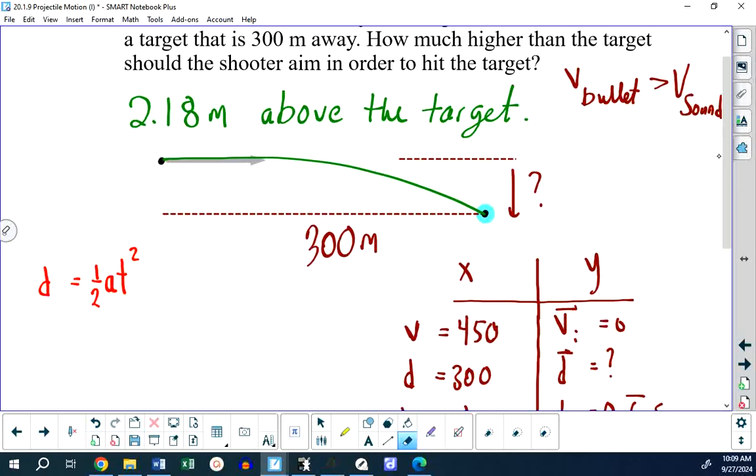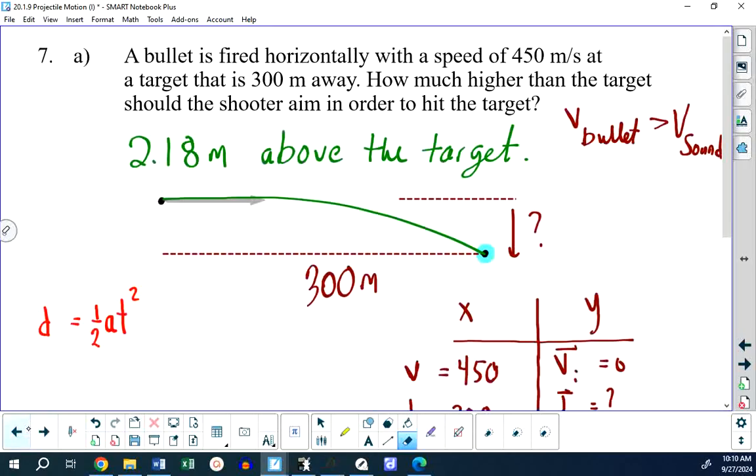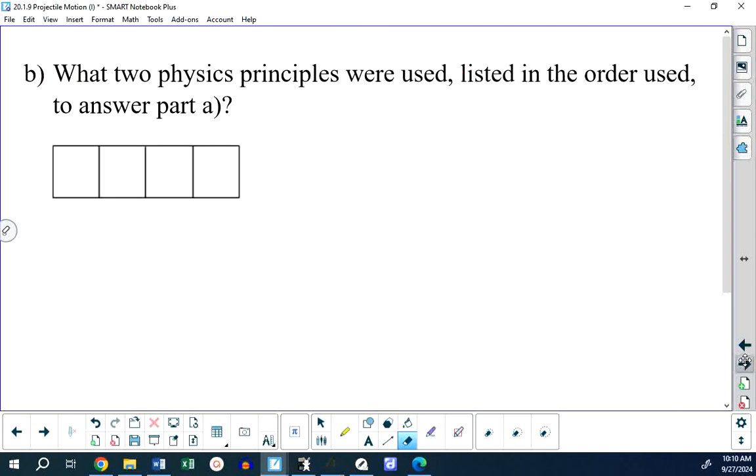All right, let's talk about B quickly here. I think we've kind of asked this question to death, haven't we? What are the two physics principles, and in which order did we use them? So what did we do? We used uniform motion first. We did a calculation here on the left-hand column, which is our uniform motion because it's using speed equals distance over time, followed by an accelerated motion calculation. So the answer to this question would be 0, which is the number corresponding on your formula sheet to uniform motion, followed by a 1.